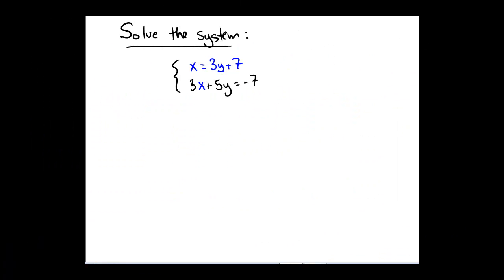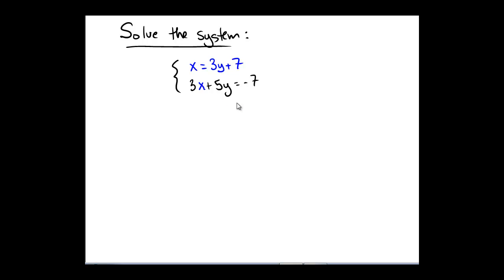Today we're going to learn how to solve a system of equations, and in particular the problems I set up today are asking for substitution. Not formally asking, but they're set up in a way that's going to be very easy by substitution. So our first example will be x equals 3y plus 7 and 3x plus 5y equals negative 7.